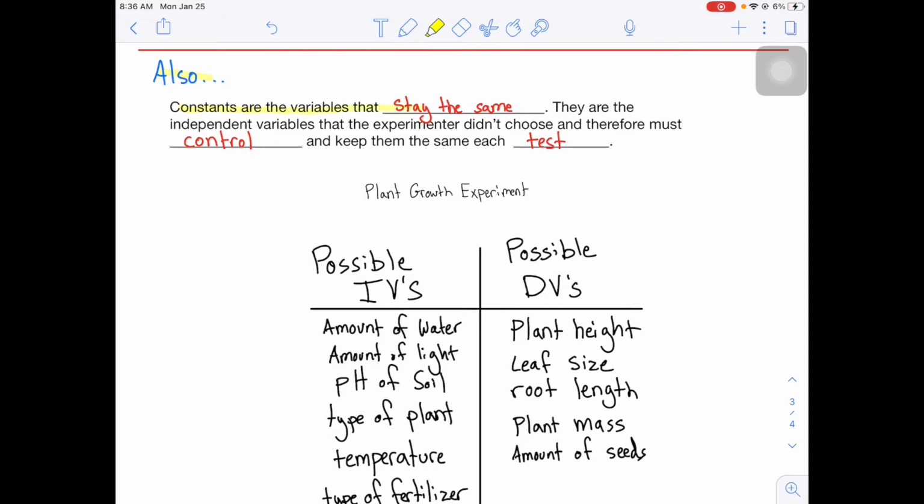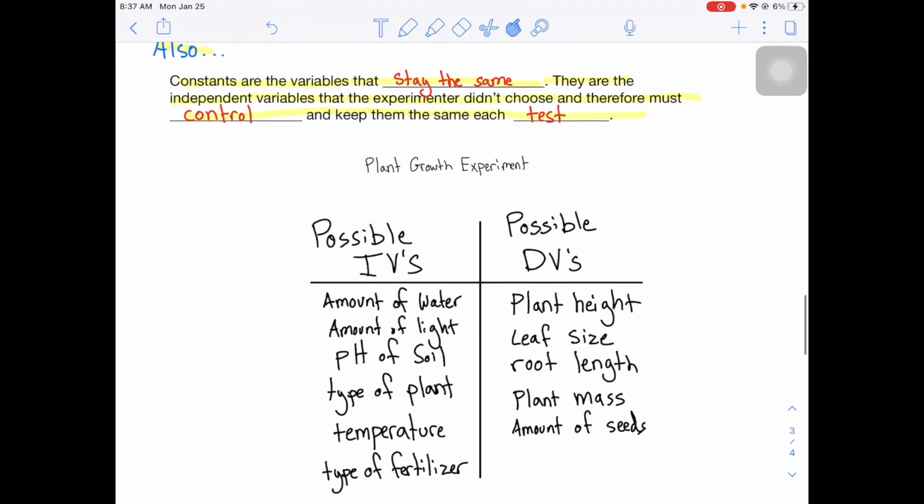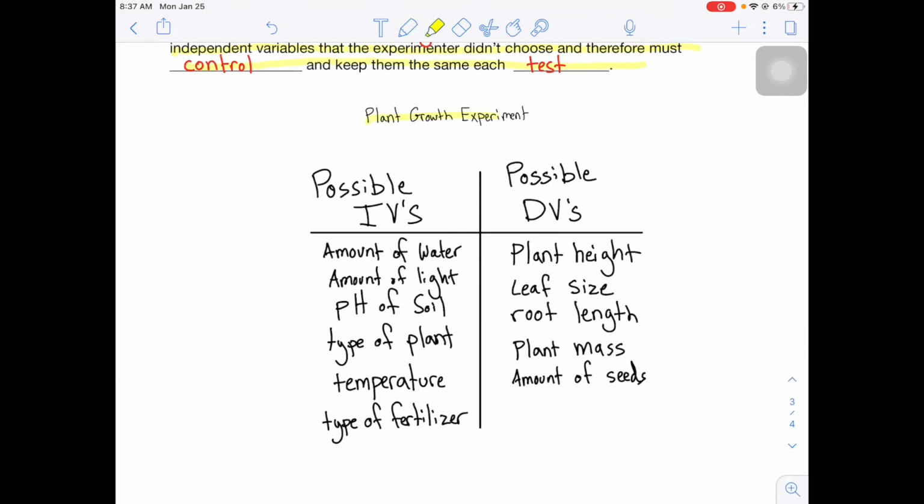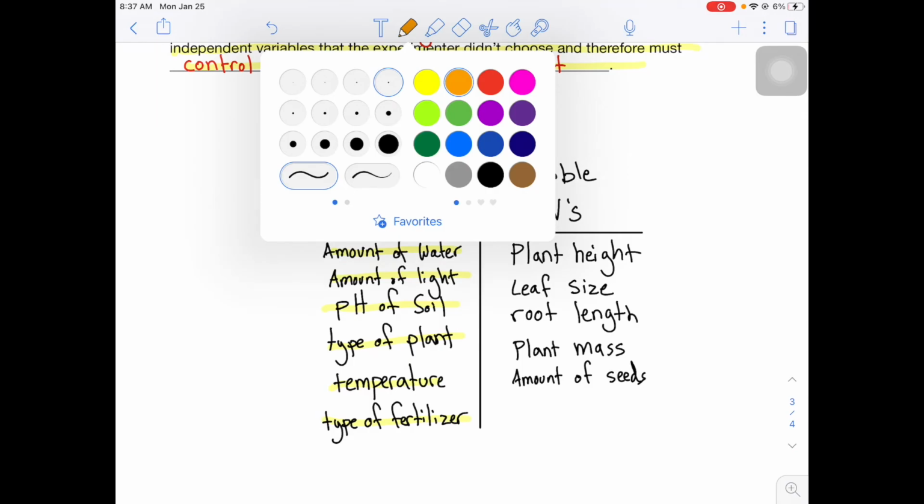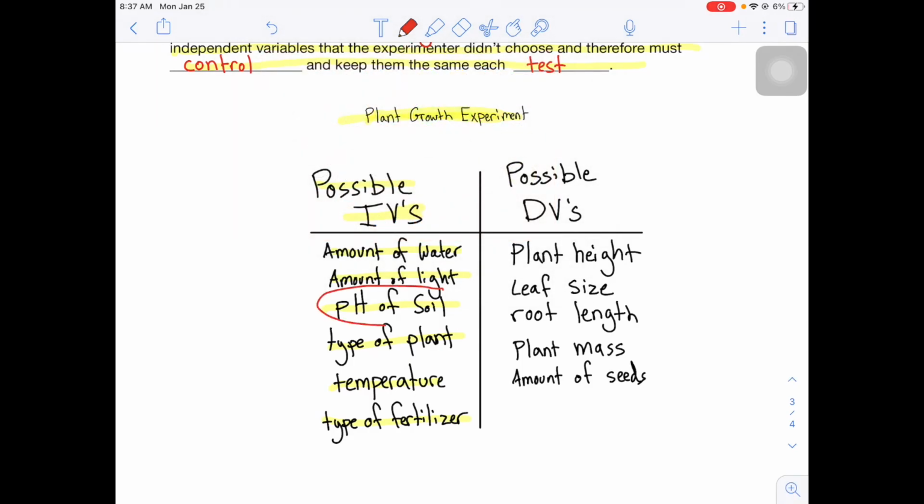Constants are the variables that stay the same. They are the independent variables that the experimenter didn't choose and therefore must control and keep the same each test. So we have this plant growth experiment. Remember, this is the one with the tomato plant and the pH. And in that experiment, if you're looking at plant growth, you can really pick all sorts of different independent variables to change. The experimenter could have changed the amount of water, the amount of light, the pH of the soil, the type of plant, the temperature, the type of fertilizer. The sky's the limit. They just were creative and they picked the pH of the soil. That's what they wanted to choose there.